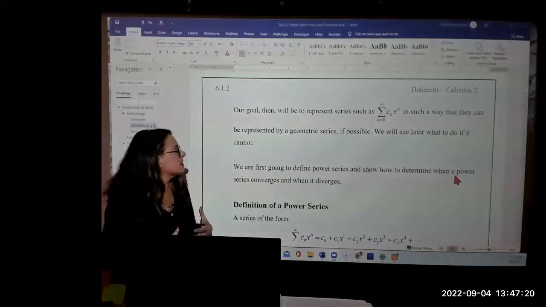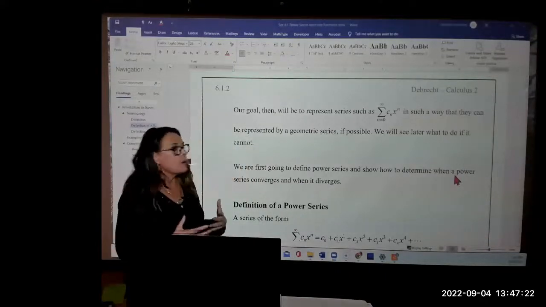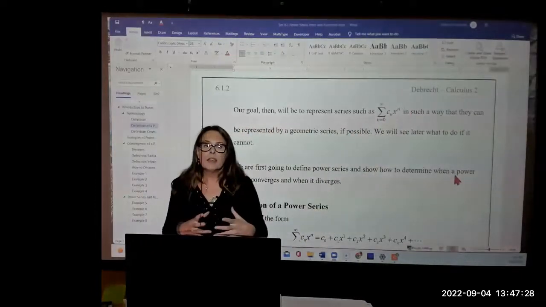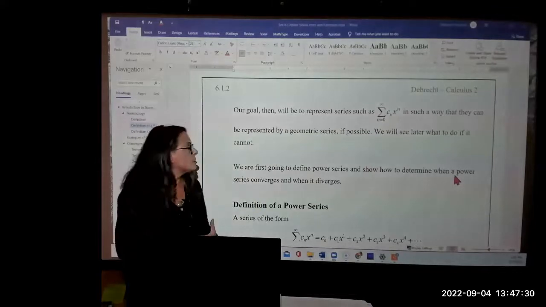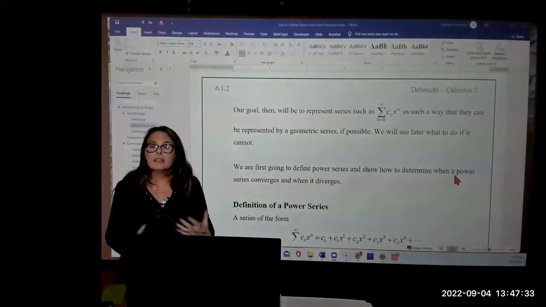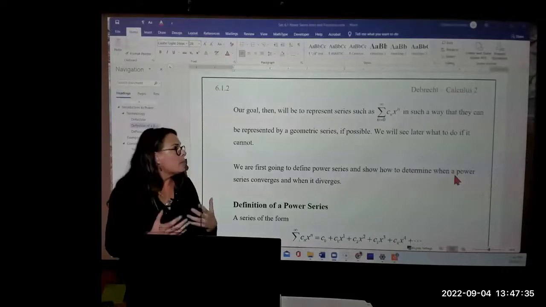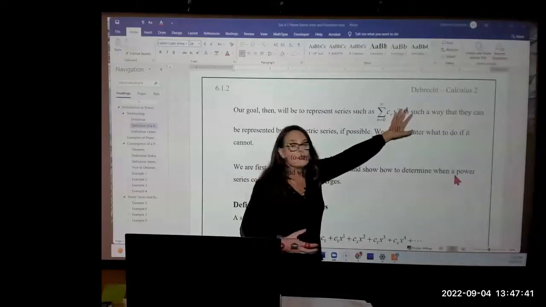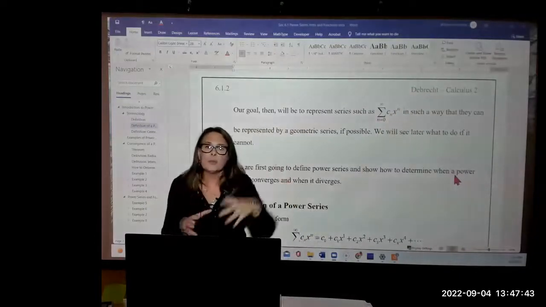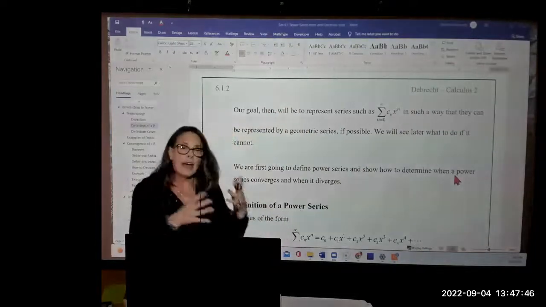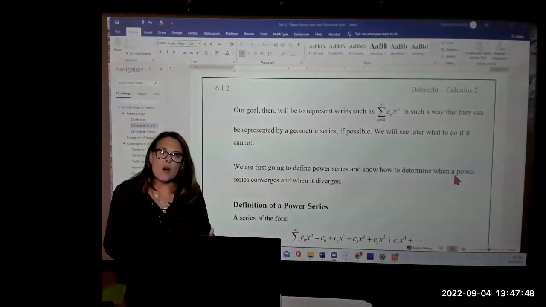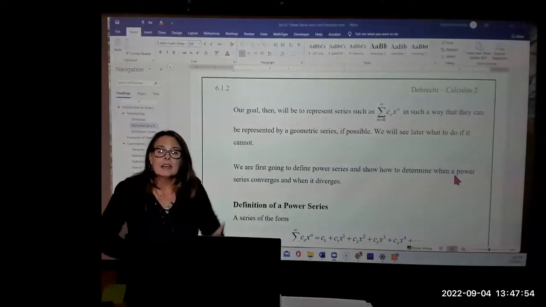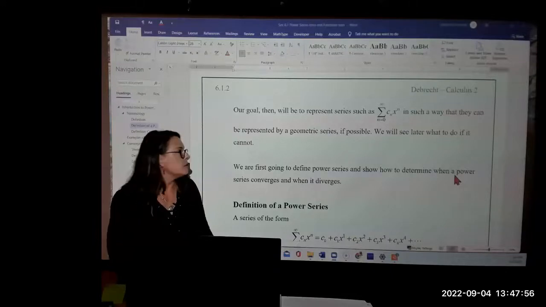So our goal, basically, when possible, is to represent series such as c to the n, x to the n in such a way that they represent or look like a geometric series, if possible. This is not always possible. A power series will always have x or x minus a raised to the nth power. So it's always going to have a variable raised to the index power. That's always going to be there. But we won't always be able to represent them as strictly geometric series. But when we can, that's the easiest way to go. So we want to do that.